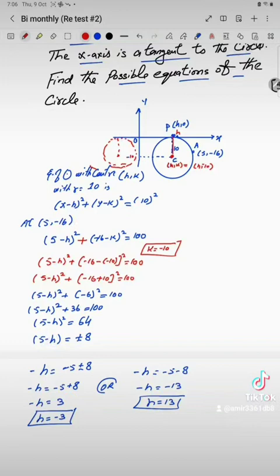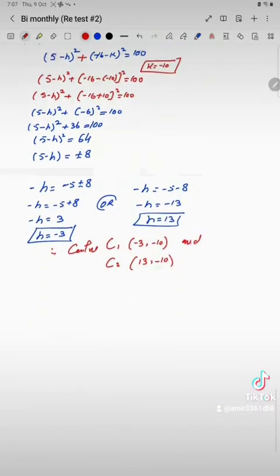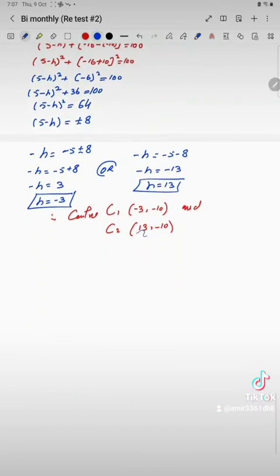So here h is minus 3, here this is 13. So we had different shapes, possible equations of the circle. Therefore, we have two centers: C1, when h is 3, k is minus 10, and C2, when h is 13, k is minus 10. So the equations of the circle become, and R is what? That is the same as 10.